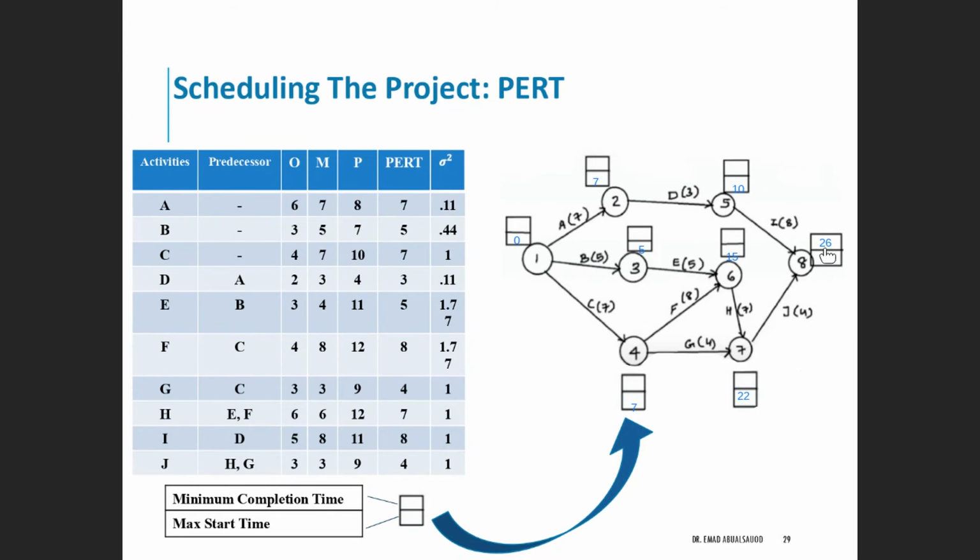26 minus the 8 will give me 18. So we write the 18 here. And the 18 minus the 3 will give me 15. So I will write 15 here. For this one, I cannot still do it because I still have to finish the other branches that link to node 1. So let's do the other branch from here.